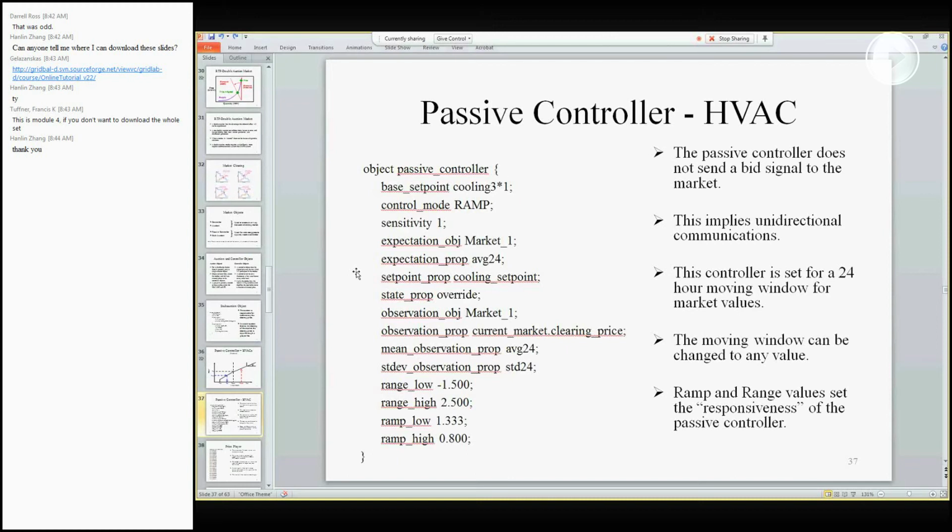You'll see that this object is fairly complicated to put together for what seems like a pretty straightforward control. But the reason being is because we designed passive controllers to respond to just about any signal you can think of. So in the case of, say, a frequency response, you could actually make this expectation object what we call a frequency generator, and the expectation property could be the current frequency. So this object is designed to be very flexible for a number of different testing purposes.